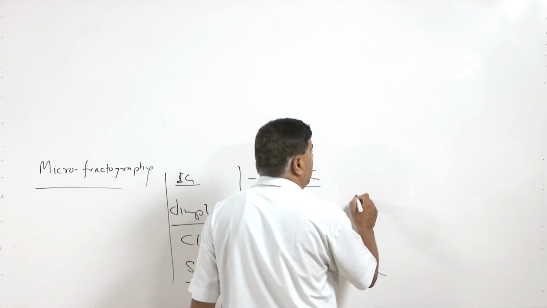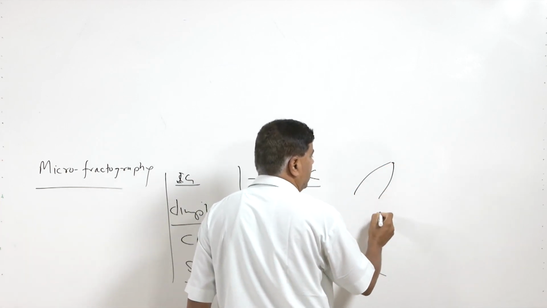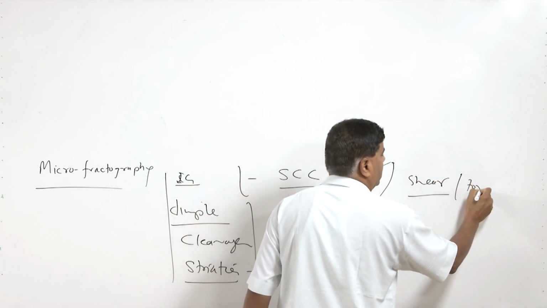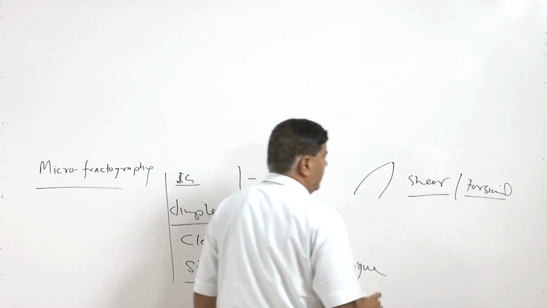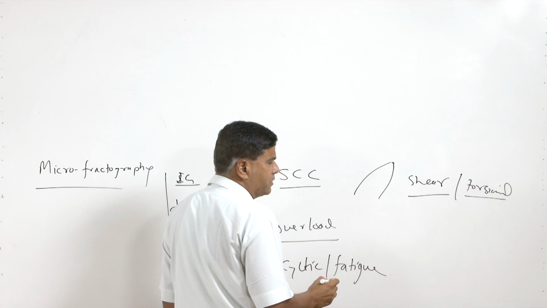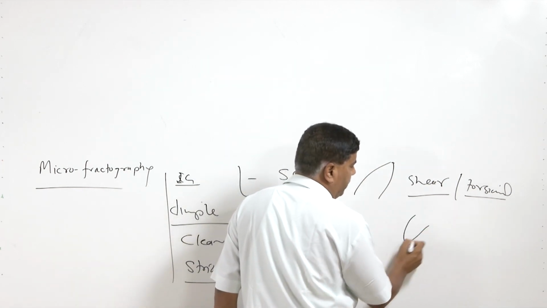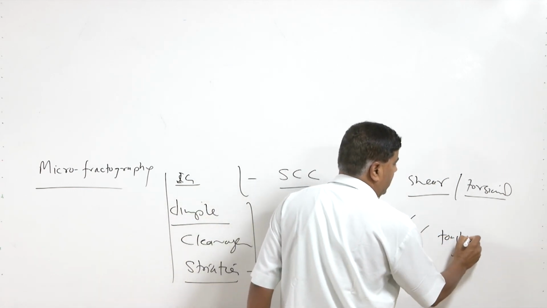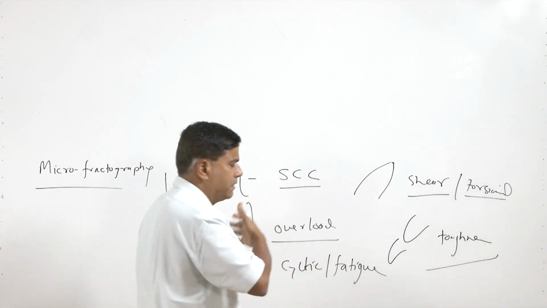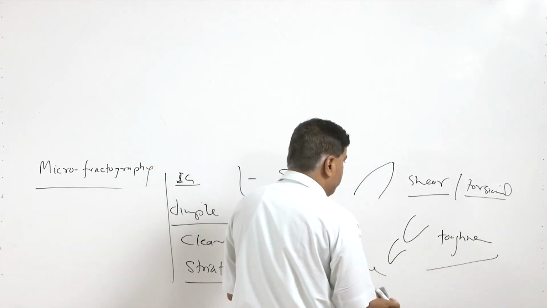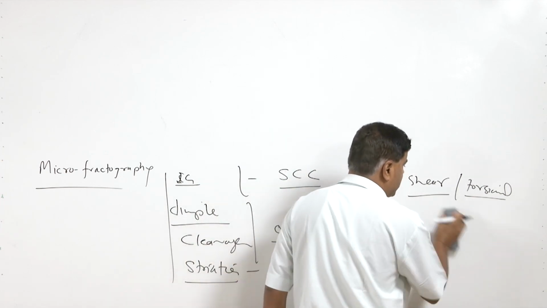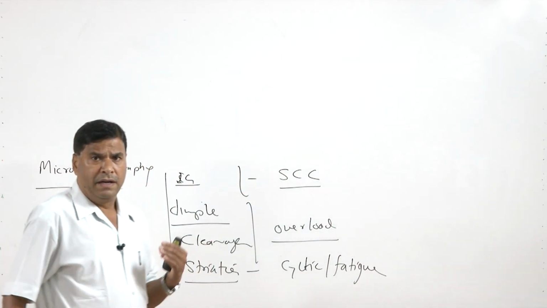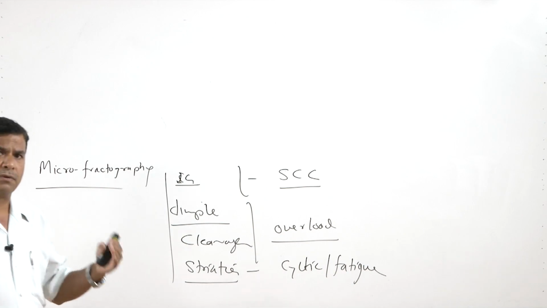Likewise, if the dimples are elongated in a particular direction, then that can indicate the possibility of shear or torsional loading. These kinds of features are also observed where the dimples are oriented in one particular direction on the fracture surface. That happens especially in the toughness test, where the component surface is subjected to shear loading. So, the kind of load under which the failure has taken place can also be identified through microfractography.